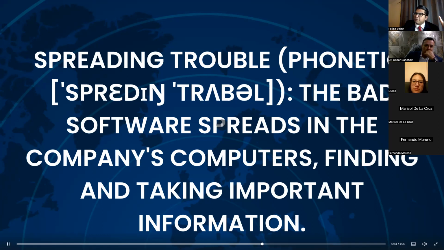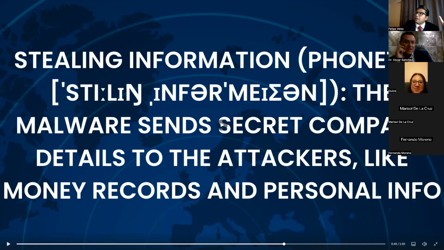Luego, stealing information. Sí se robaron información. Stealing information. The malware sends secret company details to the attackers. El malware envía información secreta de la compañía con detalles a los atacantes, como money records.